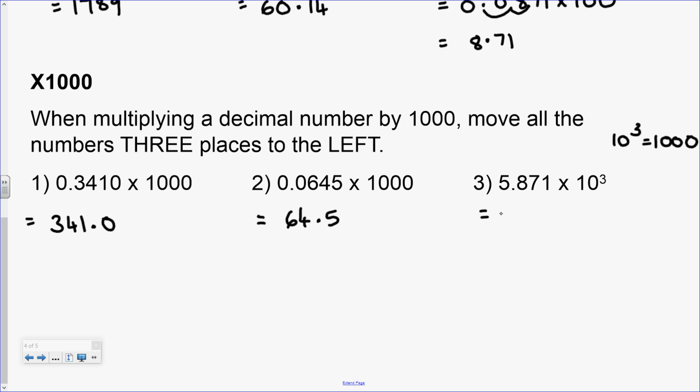Okay, so we've got 5.871, and we're going to times it by 1,000. Okay, so think about those numbers moving 3 places to the left, or the decimal point moving 1, 2, 3 to the right, and that becomes 5,871.